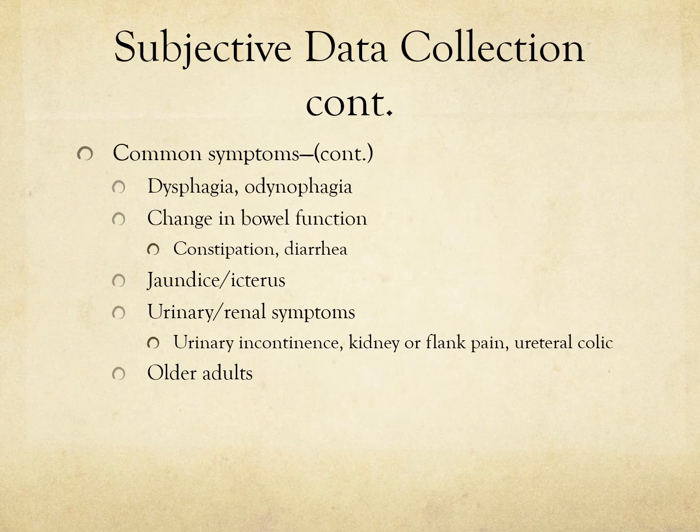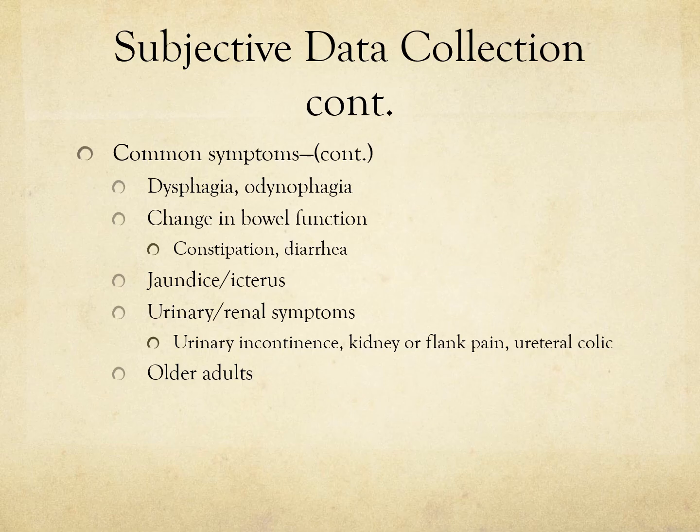We also talk about urinary and renal symptoms in this slide because abdominal assessment overlaps closely with the GU system. Patients may report urinary incontinence, flank pain, difficulty urinating, or renal colic, which is severe pain often associated with kidney stones. This is especially important because patients often mistake kidney pain for back pain.